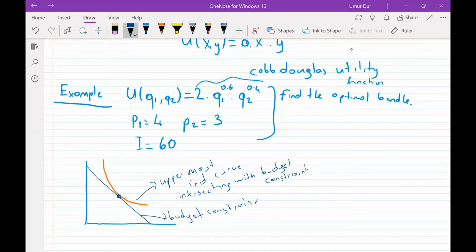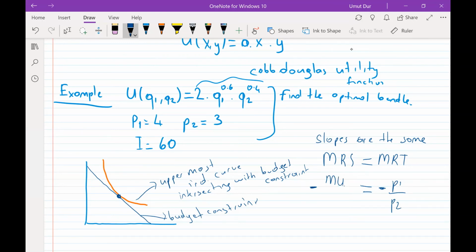So for this kind of utility function, we can use the fact that at this intersection the slopes are the same. The slope of the indifference curve and the slope of the budget line are the same, which means that the marginal rate of substitution is equal to the MRT. Here MRT is the negative ratio of the prices, P1 over P2, and MRS is the negative sign, marginal utility of good 1 divided by marginal utility of good 2.